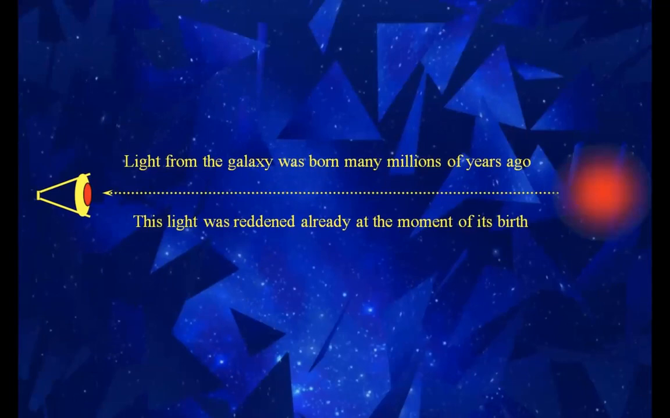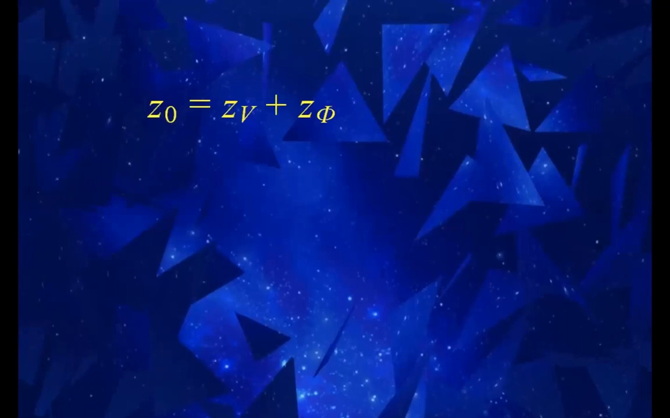This effect of the gravitational redshift must be observed in the spectrum of every galaxy as an additional effect to the Doppler effect. Consequently, the redshift z sub 0 observed in the spectrum of a galaxy consists of 2 parts. The first part is a Doppler redshift z sub v caused by the speed of the galaxy v. The second part is a gravitational redshift z sub phi caused by the growth of the gravitational potential of the universe.